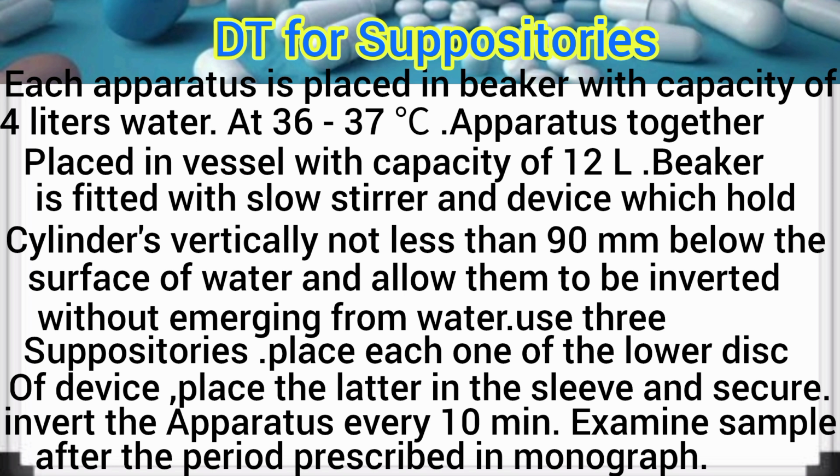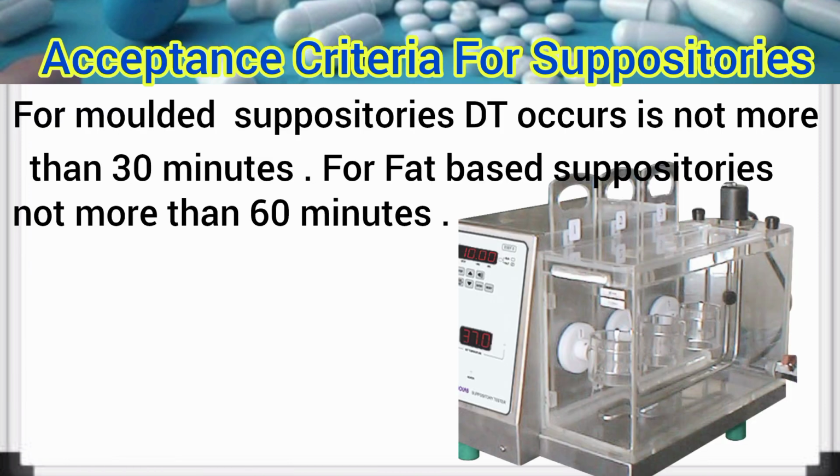Use 3 suppositories. Place each one on the lower disc of the device. Place the latter in the sleeve and secure. Invert the apparatus every 10 minutes. Examine sample after the period prescribed in monograph. Acceptance criteria for suppositories. For molded suppositories, DT is not more than 30 minutes. For fat-based suppositories, not more than 60 minutes.